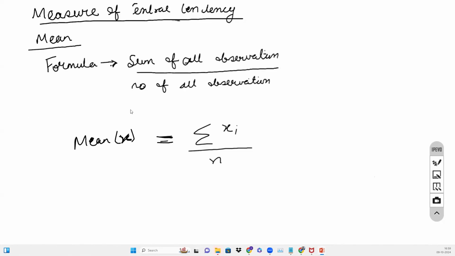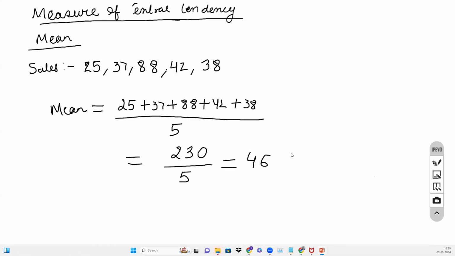When we talk about mean, mean is basically the average of all the observations in simple words. The formula for mean is the sum of all observations divided by the number of observations. Mathematically, in books, you will see it written this way: mean of x is equal to the summation of all the values present for that particular x divided by the total number of variables present.